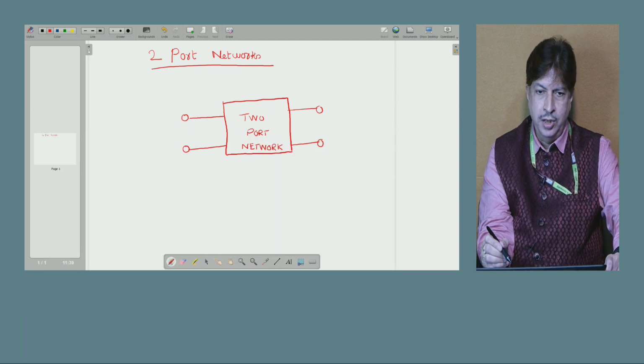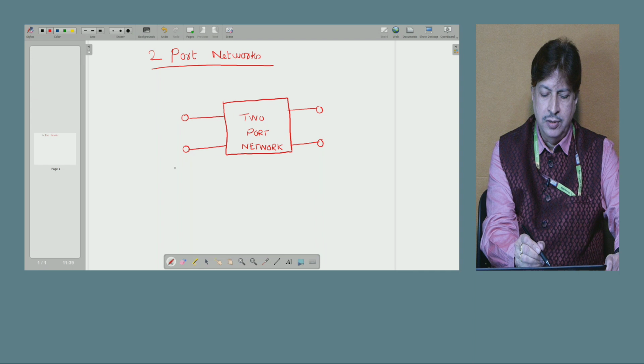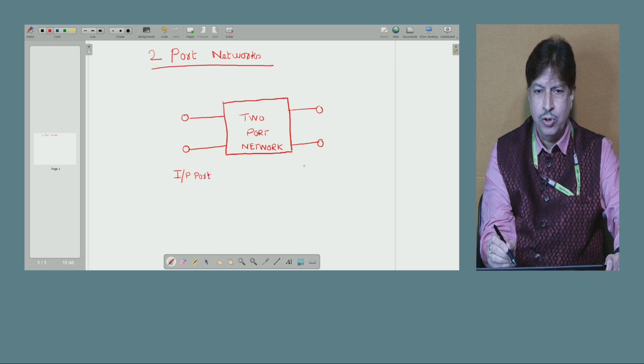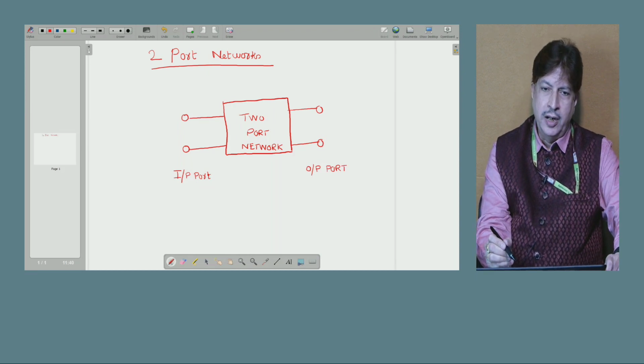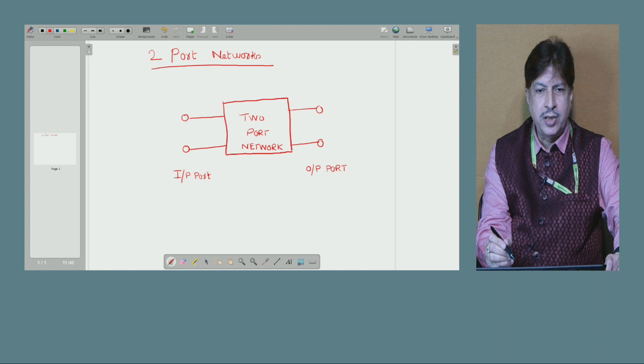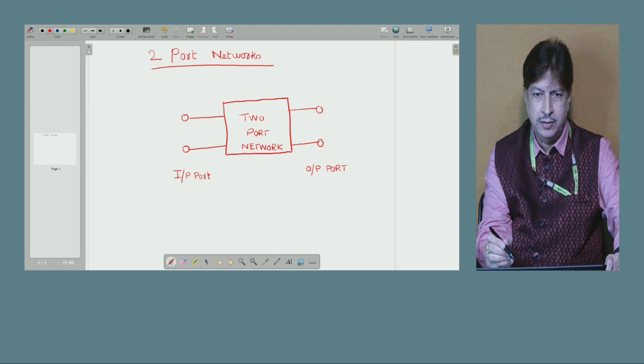The port on the input side is called input port and the port on the output side is called output port. Every network requires an input to operate. Basing on the nature of the network and basing on the elements of the network, it produces the output as per the given input.